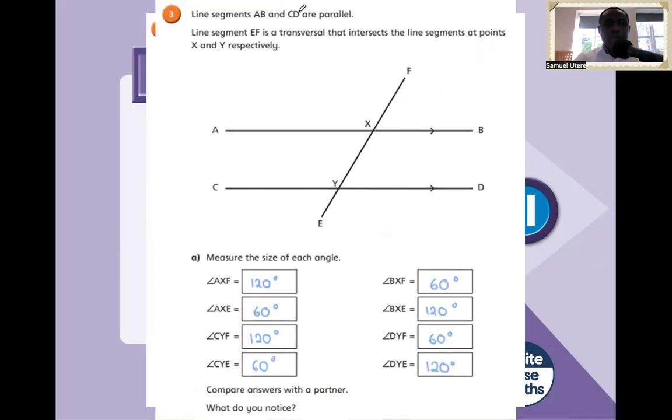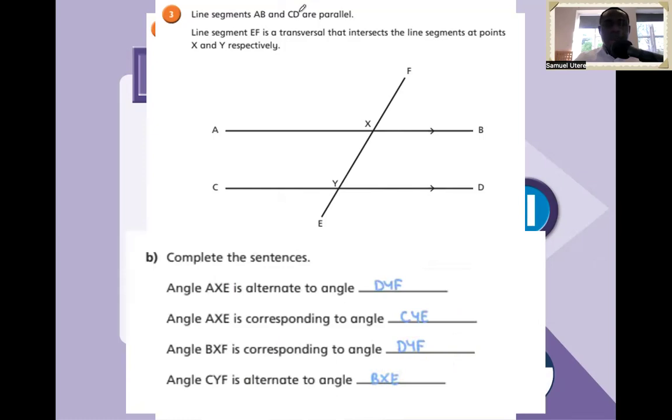For question 3, you were asked: line segments AB and CD are parallel. Line segment EF is a transversal that intersects the line segments at points X and Y respectively. Measure the size of each angle. So imagine you had the worksheet or you had paused the video and took a screenshot to print the worksheet before doing the lesson. You would notice that these are the angles. And then next you were asked to complete the sentences.